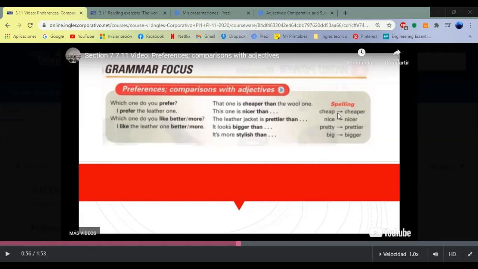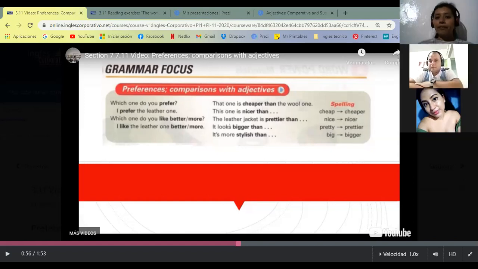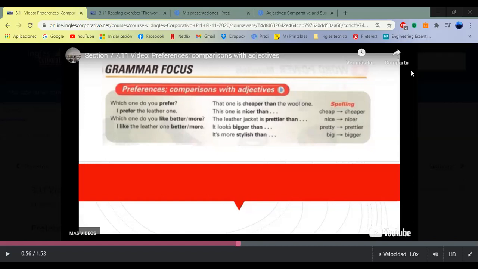Okay, so you can see here that we have these adjectives, and there's also one thing that you can notice. For example, in cheap, you can see that at the end, what are we doing? ER. Okay, excellent. We are adding ER. Cheap becomes cheaper. Nice, nicer. Pretty, prettier. And big, bigger. Okay.